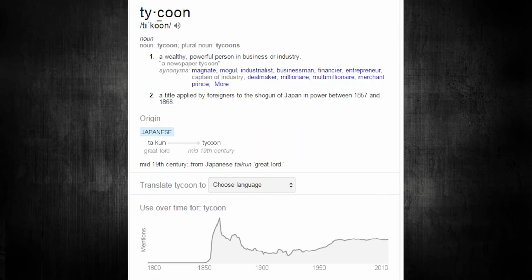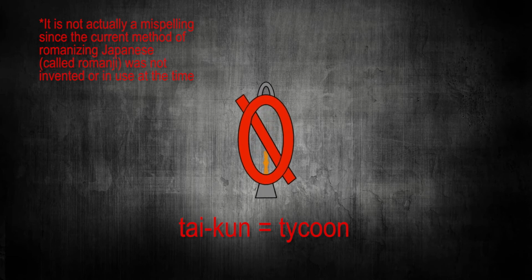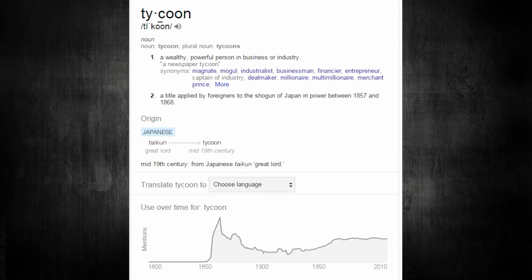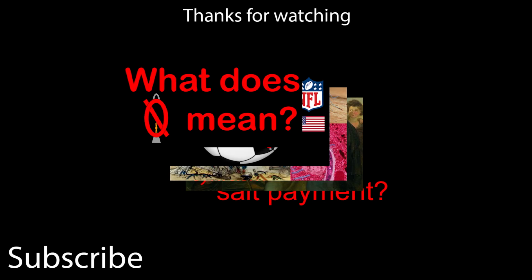After that, the word quickly started being used in America, as early as 1861, including the modern misspelling of the original word. It took on its current meaning in the early 20th century, and that is how we got the word tycoon. There is a lot of history in everyday language.